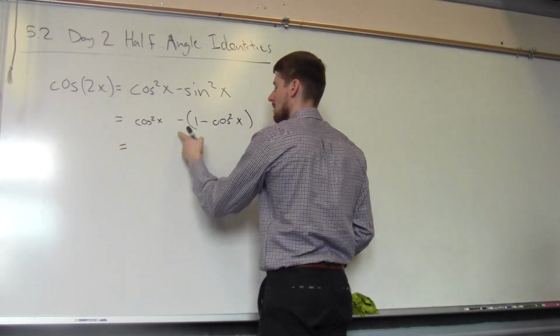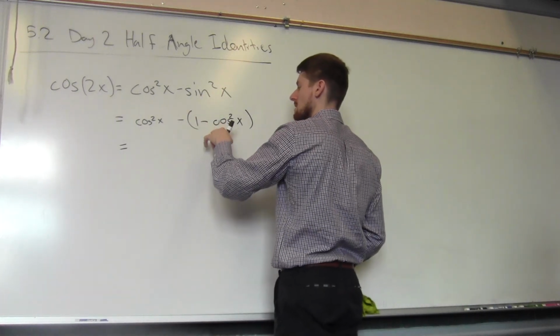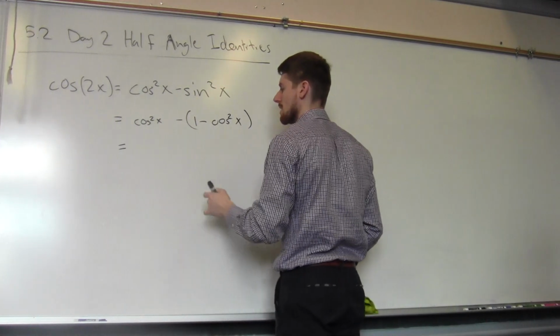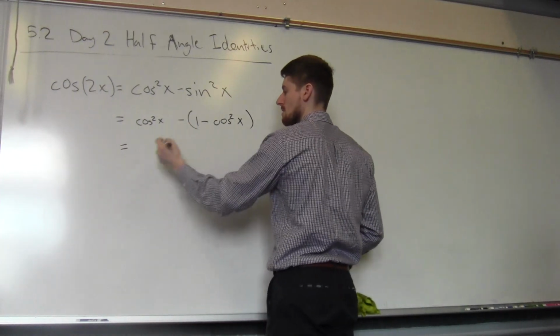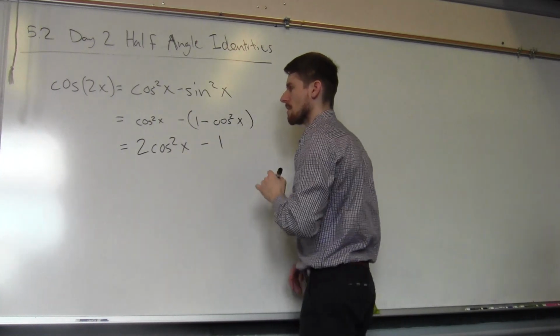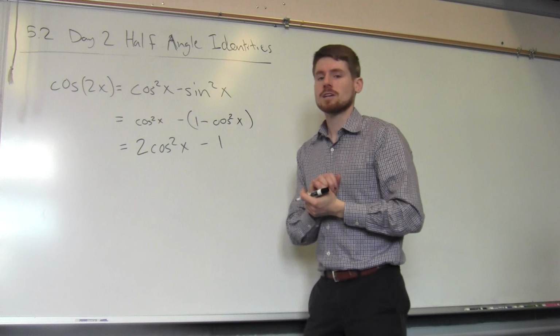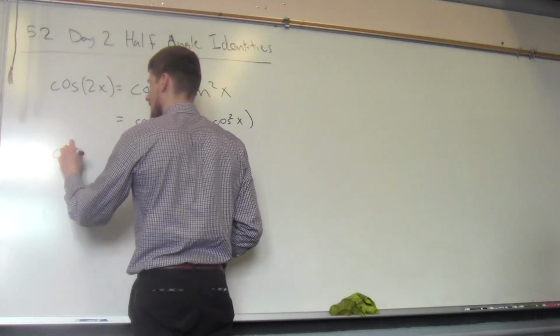And distribute this negative sign through, and we'll see negative 1 minus negative cosine squared, so it's a plus cosine squared, to cosine squared and cosine squared, which is 2 cosine squared x minus 1. So that's the identity for cosine 2x, just in terms of cosine x.